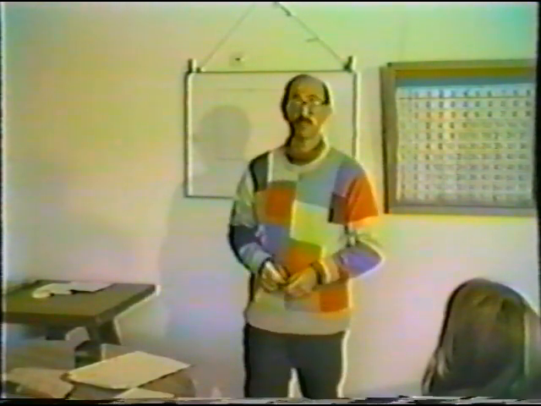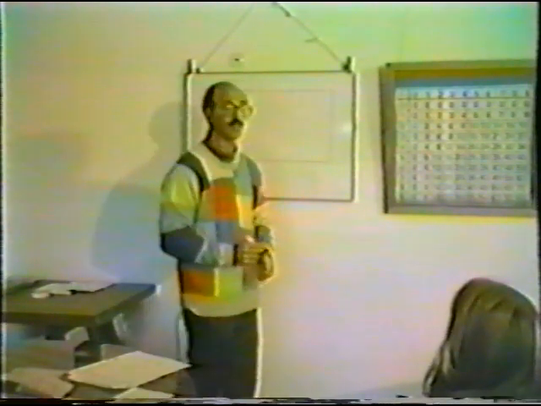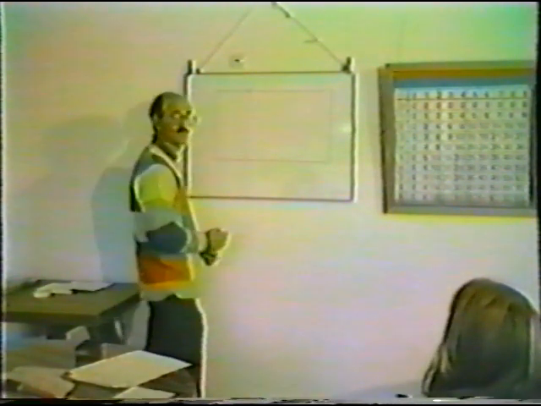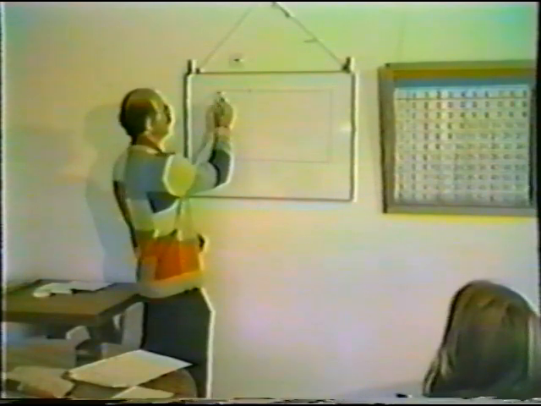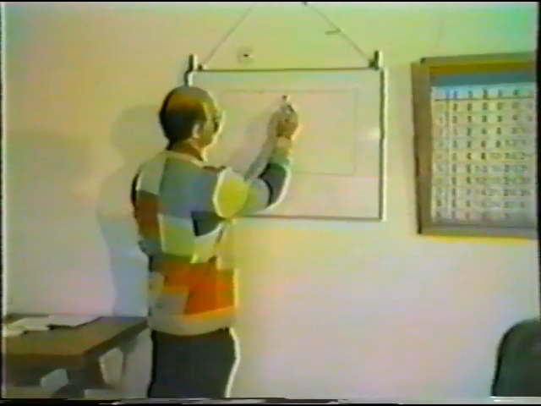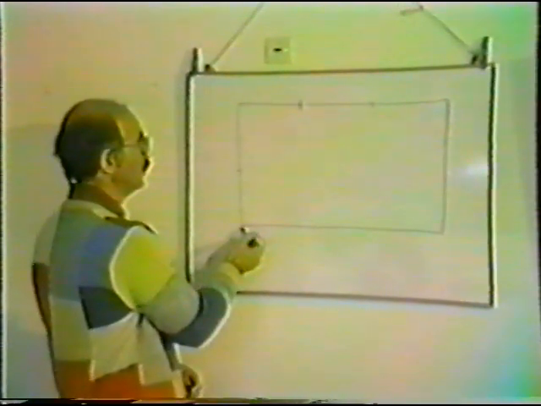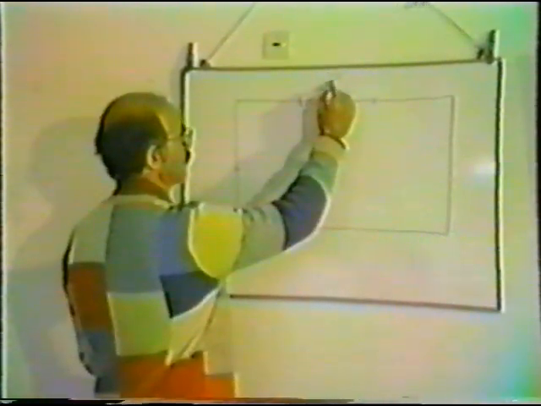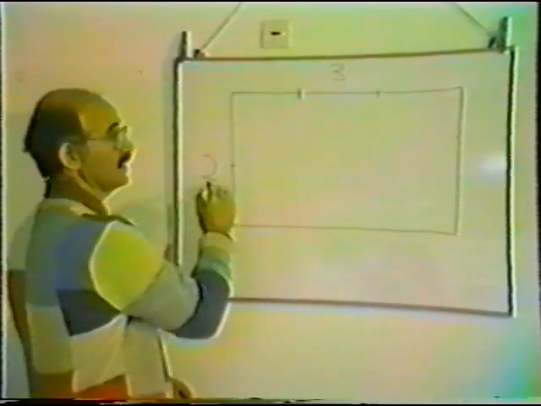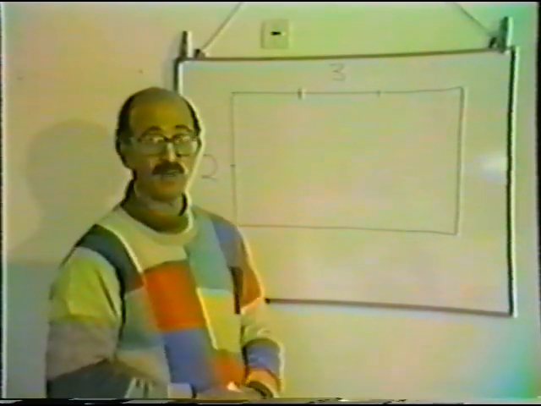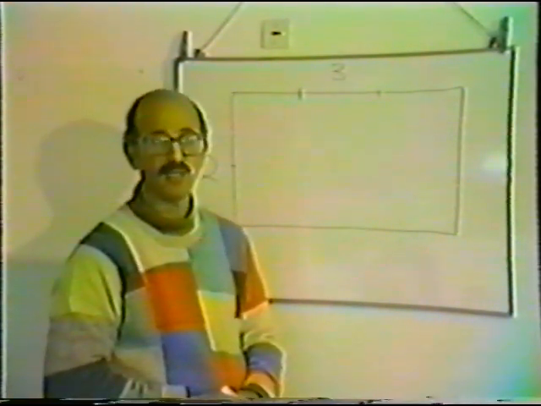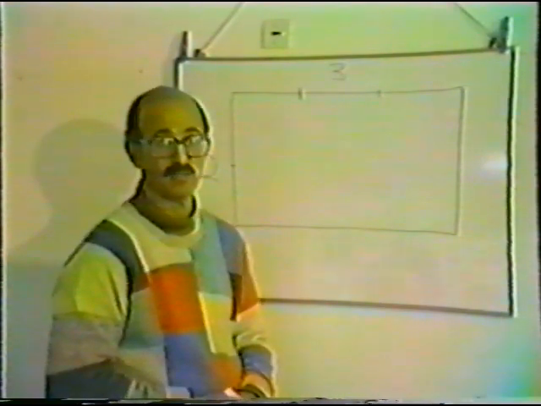When we first learned how to multiply, we had a picture that looked like this. We had a line that was 3 units long and a line that was 2 units long. This was 3 and this was 2. And we wanted to find out what 3 times 2 was.